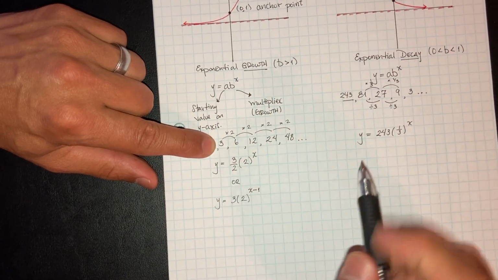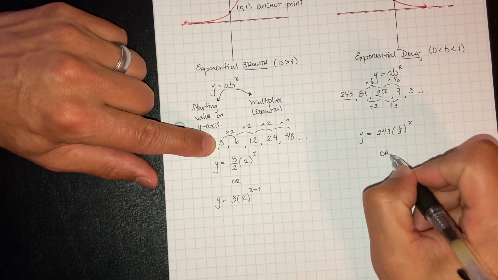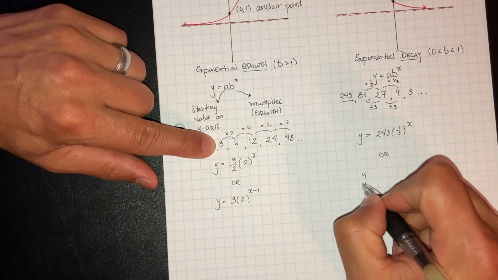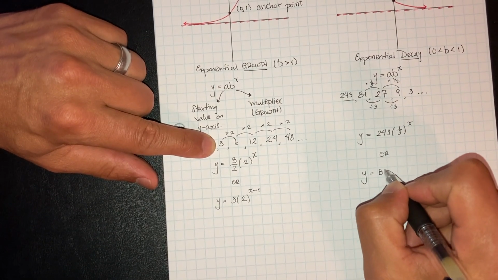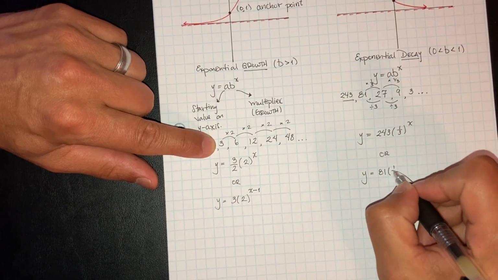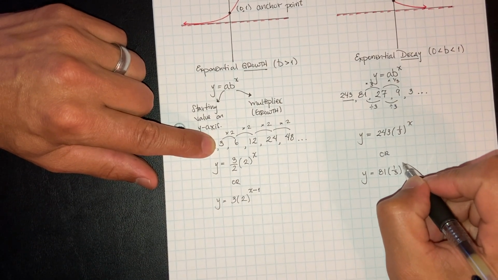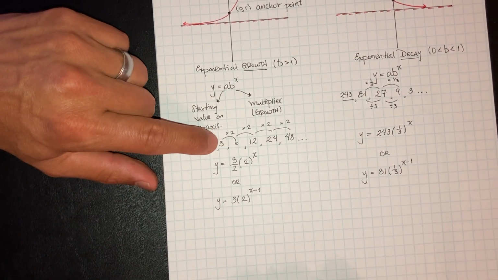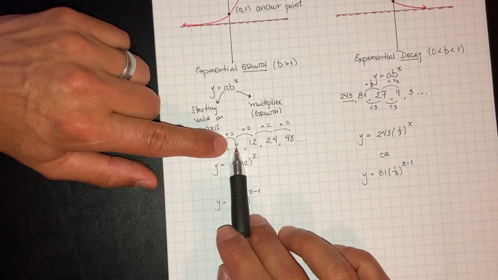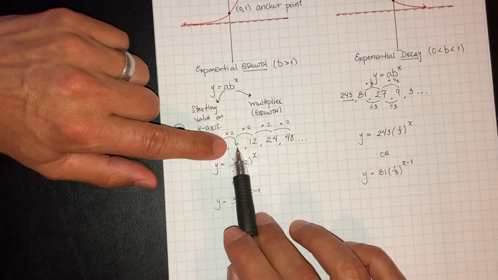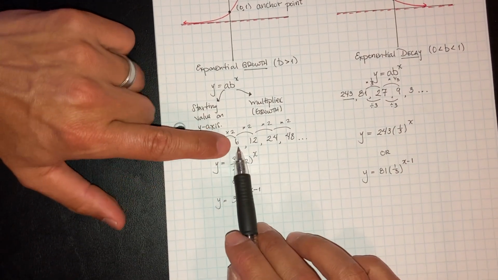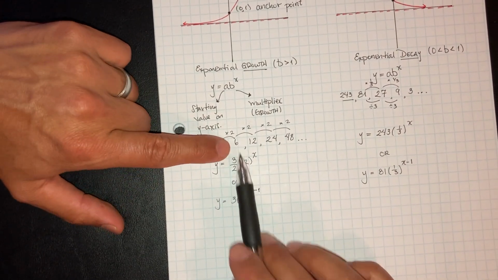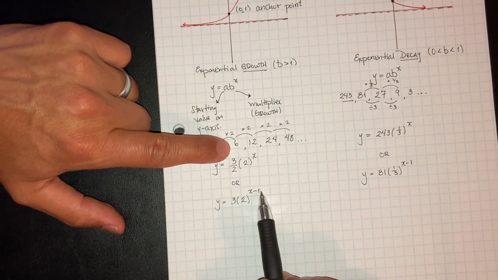Same thing over here. If you wanted to go ahead and use the first number, you can use 81, and you still use 1/3, and then to the power of x minus 1. Can you do that with the second number? Yes. And then also so on and so forth. So if you wanted to use 6, you would use the second number. So it would be 6 and then x minus 2.